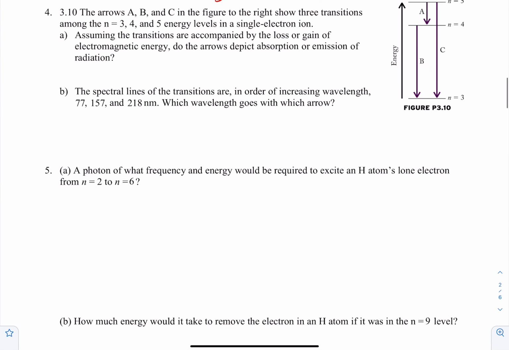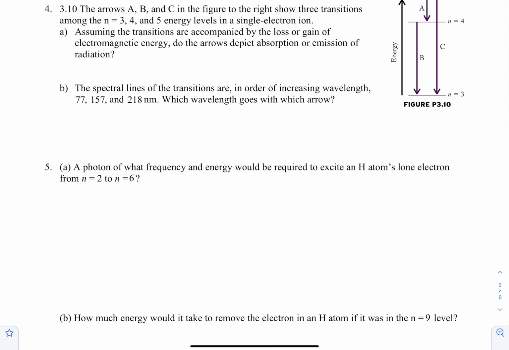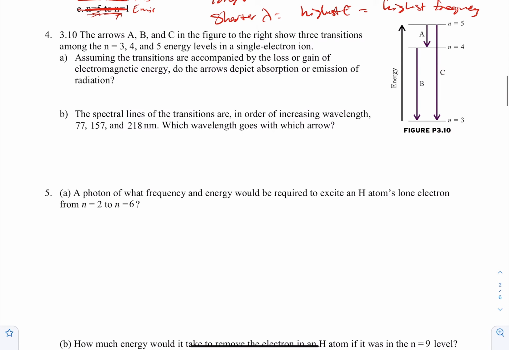Okay, number 4, arrows A, B, and C in the figure to the right show three transitions among the n equals 3, 4, and 5 energy levels in a single electron ion. Okay, assuming the transitions are accompanied by the loss or gain of electromagnetic energy, do the arrows depict absorption or emission of radiation? Well, look, they're all going down, right? They're all going down, which means in order to go down from high energy to low energy, you have to release that energy.